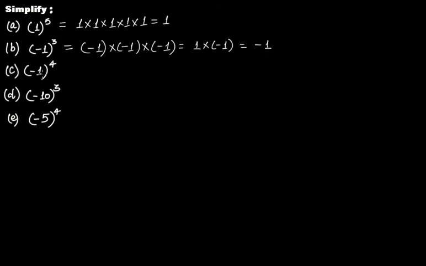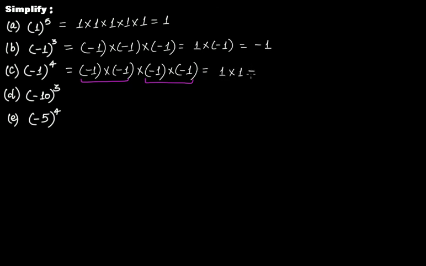Right? Now look at this one. This is minus 1 times minus 1 times minus 1 times minus 1. So multiply these two together and then these two together. So if you do this, you get 1 times 1, that is 1. Now here's the thing. This is minus 1 raised to the power of 3. This is minus 1 raised to the power of 4. 3 is an odd number and 4 is an even number.